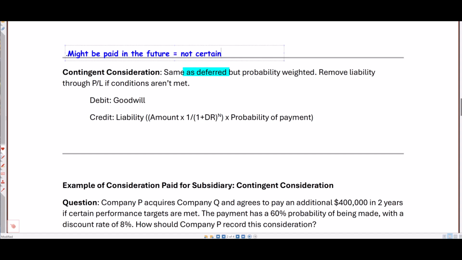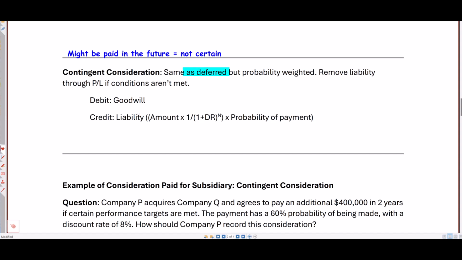So if you're certain it's going to be paid, well, that's deferred consideration. But if you're not sure, well, then you do the same treatment as deferred consideration, but you probability weight it. You multiply it by whatever probability they give you in the question. If they don't give you a probability, then just treat it the same as deferred. Okay, if you didn't meet the conditions, so for example, they might say, we'll give you 1 million up front and 100,000 in 3 years' time if you meet certain profit targets. If you don't meet the profit targets, well, then you remove the liability through P&L.